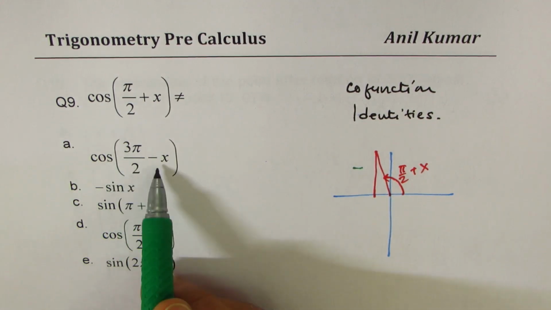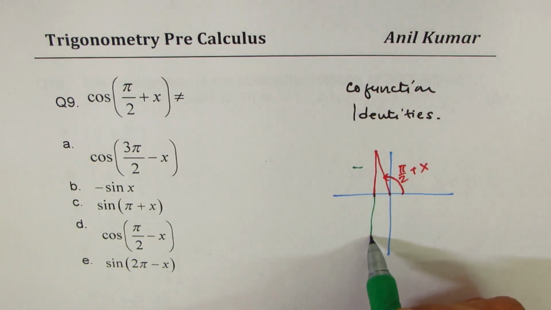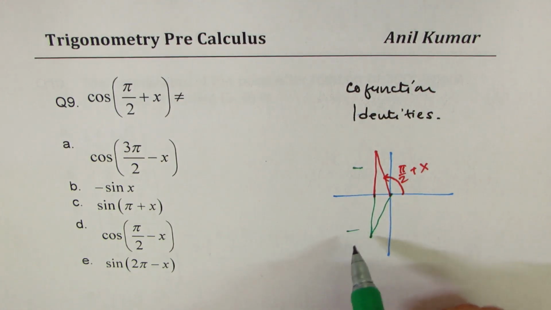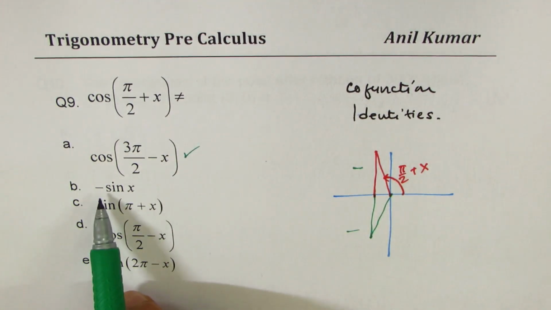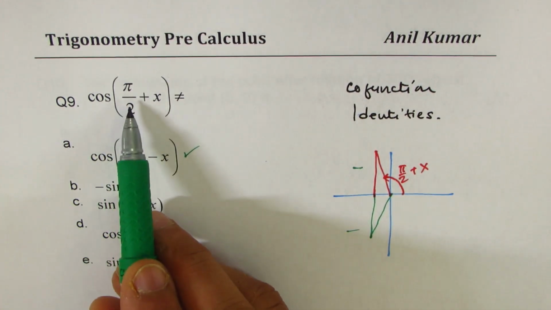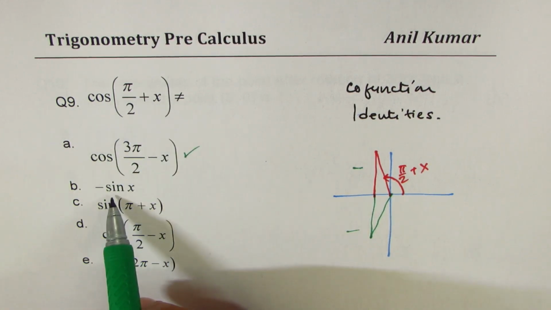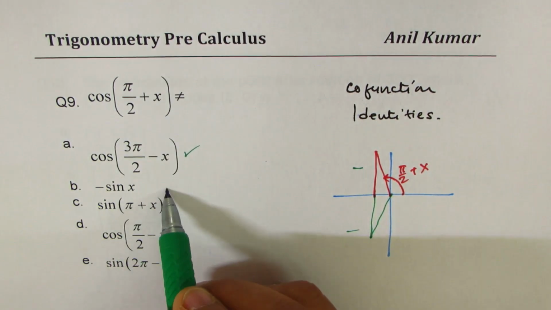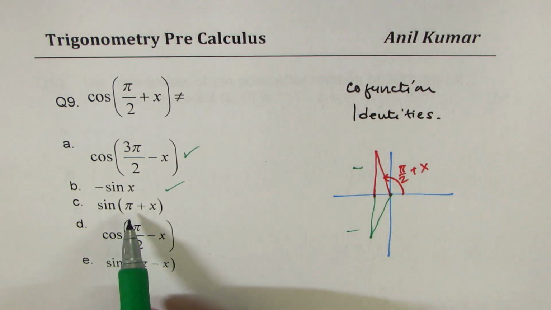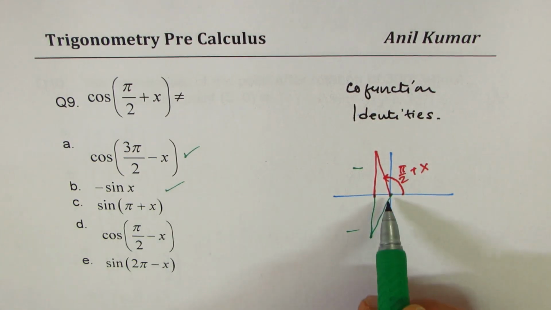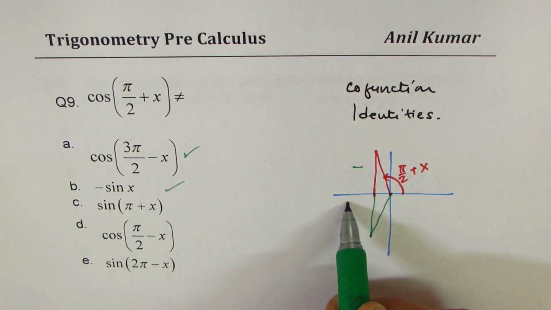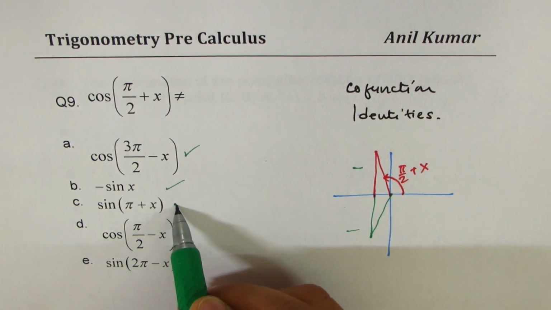If I do 3 pi by 2 minus x, then we're looking into this place where cos is negative. So this is equivalent to minus sine x. This is a cofunction. It changes to sine. And since it is negative, minus sine x makes sense. If I write pi plus x, sine of pi plus x will also be in this quadrant. So that is going to be negative.